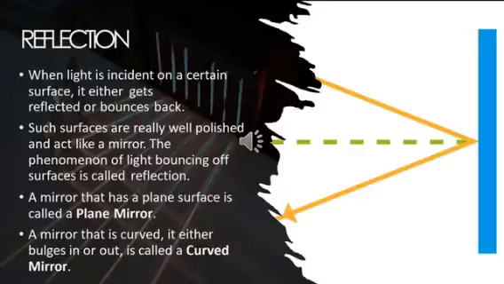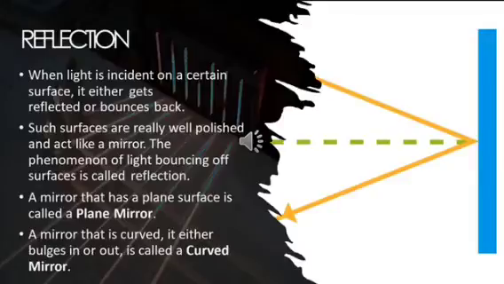Such surfaces are well polished and they act like a mirror. So usually the mirrors which are very smooth and well polished, the light falls on them and it bounces back. So this phenomenon of light bouncing off surfaces is called reflection. So this is the way you will define reflection. What is reflection? The bouncing back of light from surfaces is called reflection.